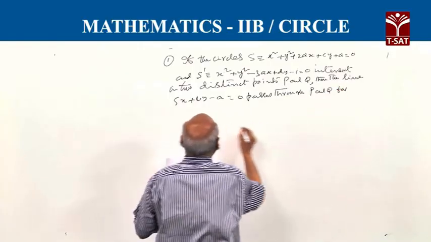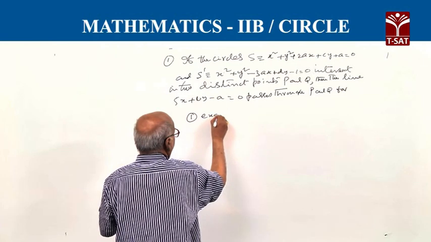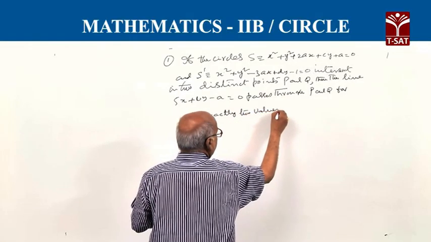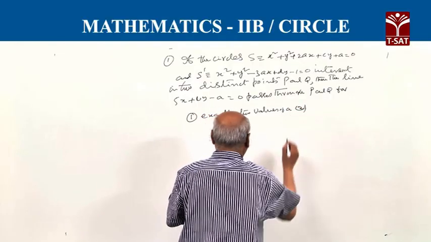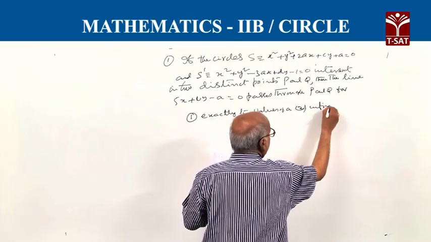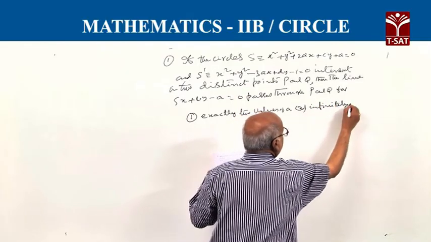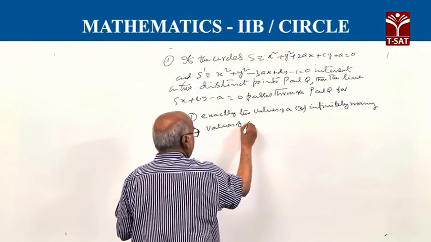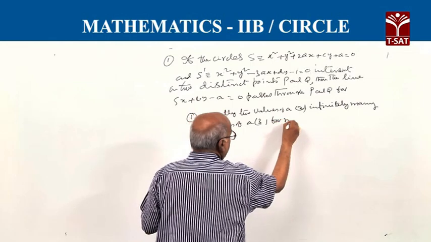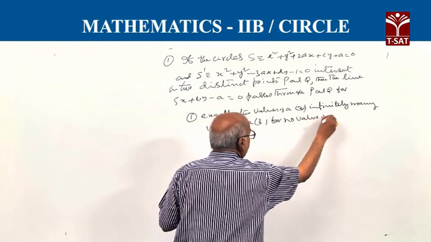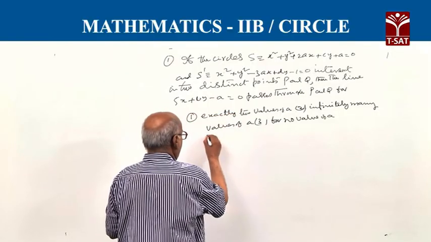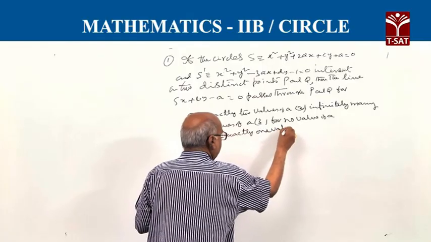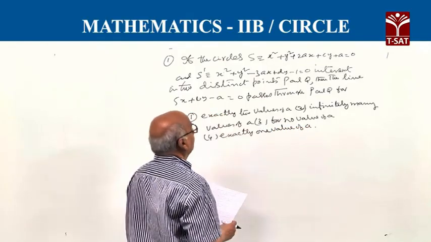For 1, exactly 2 values of A; 2, infinitely many values of A; 3, for no value of A; 4, for exactly 1 value of A.